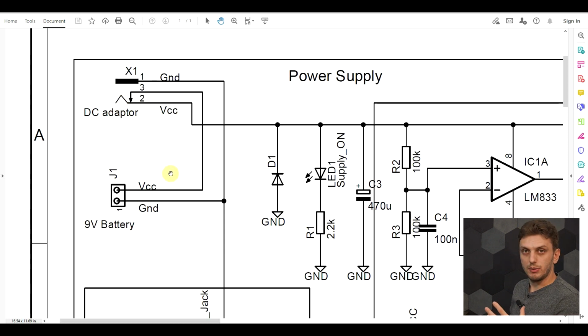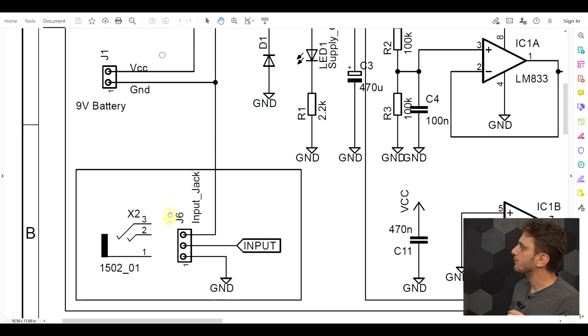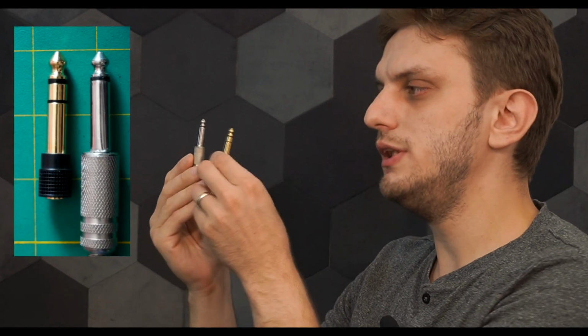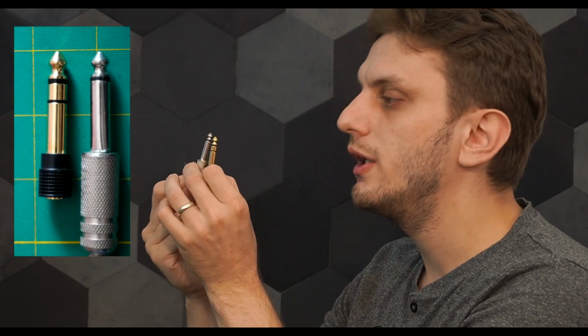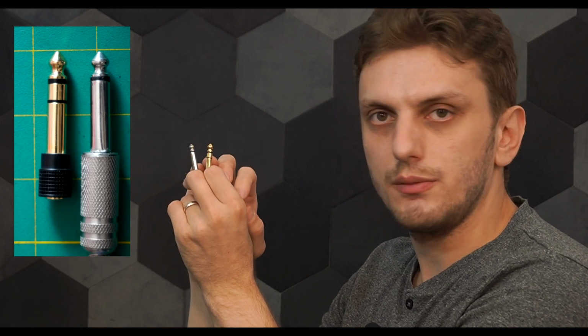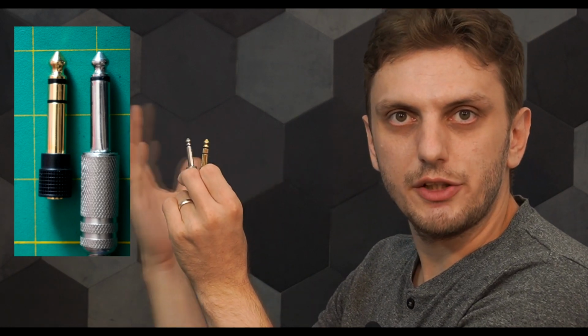Now, to get the supply to turn off, so to not waste any power when the device is not used, I'm relying on the input jack. Now, most FX circuits work with mono signals. So you'll be using this sort of mono jack that just has a single line of signal and a ground pin. Now, this is different from the stereo type of jack, where you also have this second channel through which you have the stereo sound.